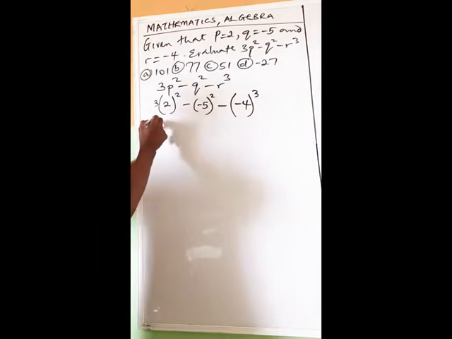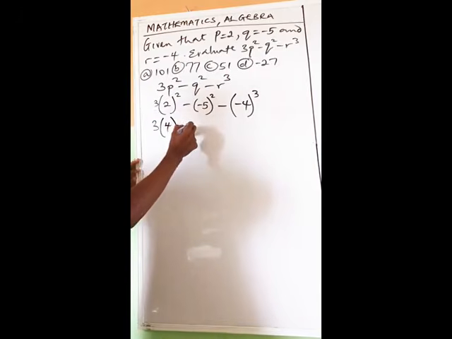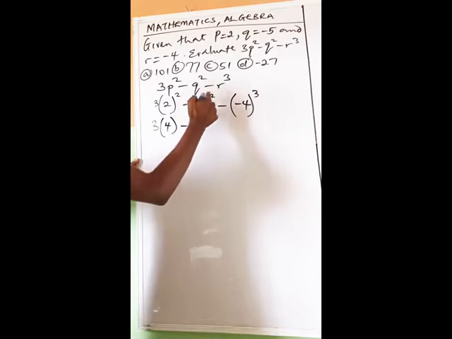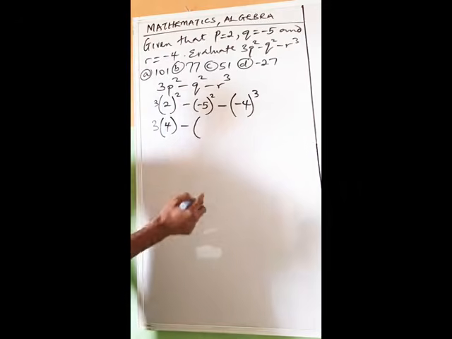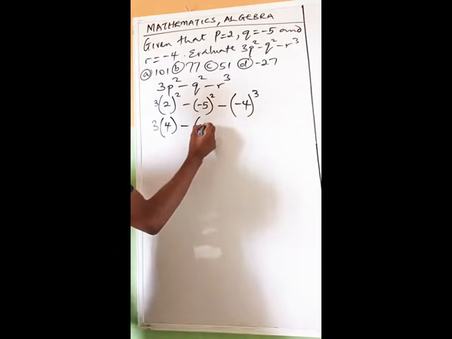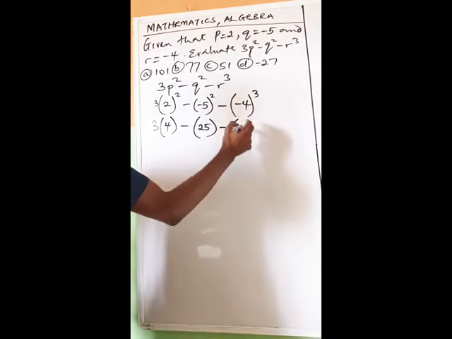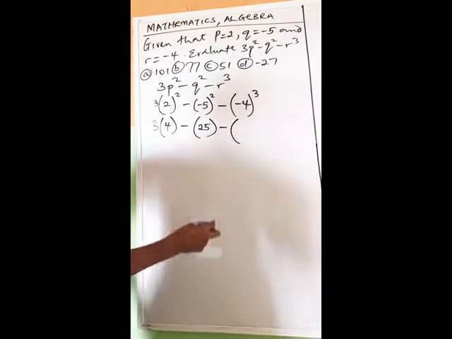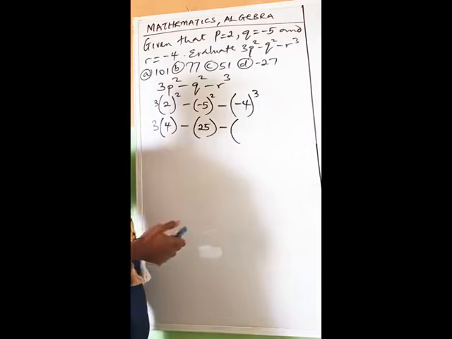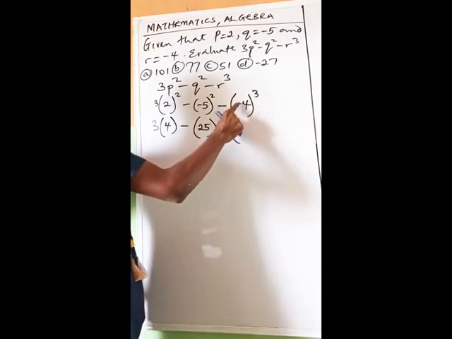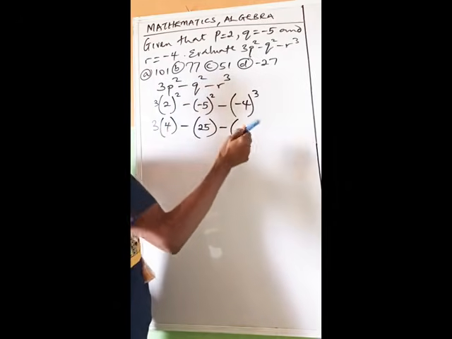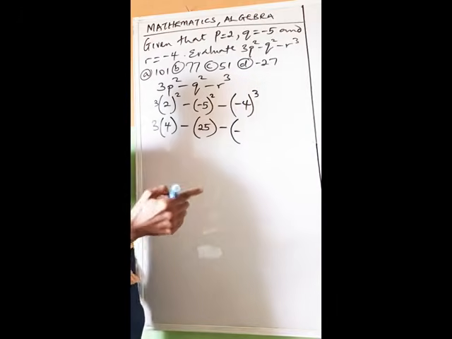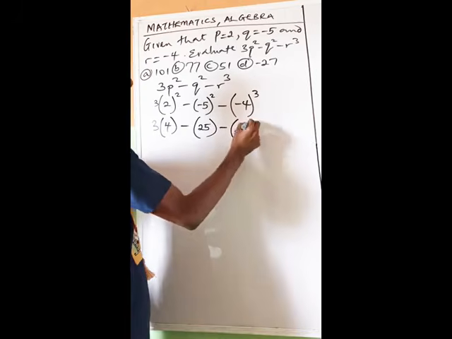So this is going to be 3 into bracket 2 squared, which is 4, minus 5 squared, which means minus 5 times minus 5. Minus times minus is plus, and 5 times 5 is 25. Then minus 4 raised to power 3 means minus 4 times minus 4 times minus 4. The first minus times the second minus will be plus. That plus times the last minus will be minus. 4 times 4 is 16, times 4 is 64.